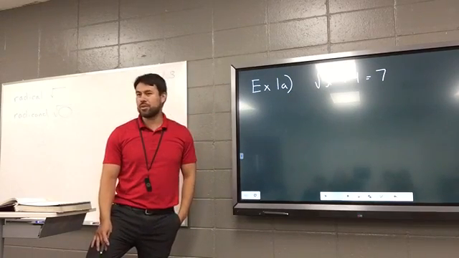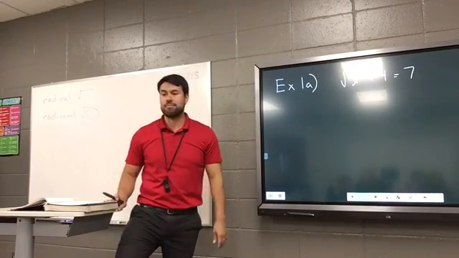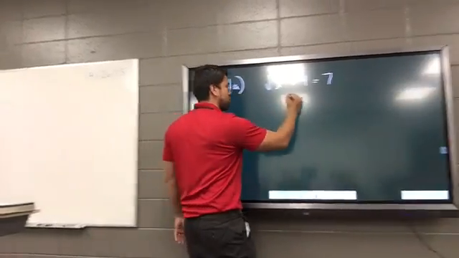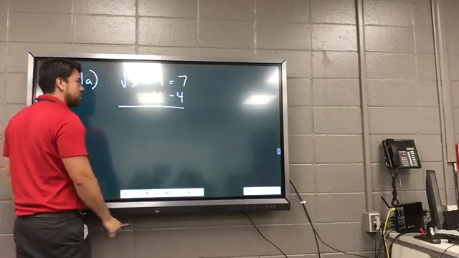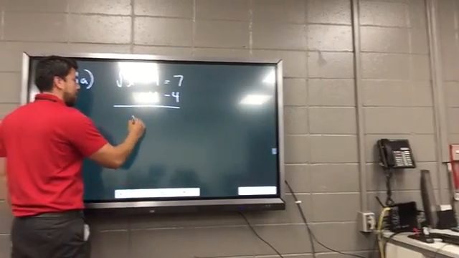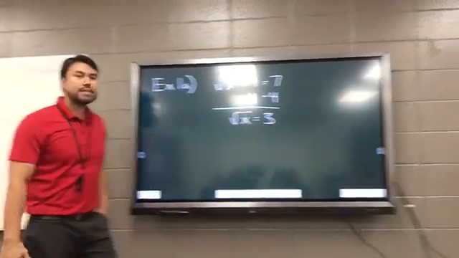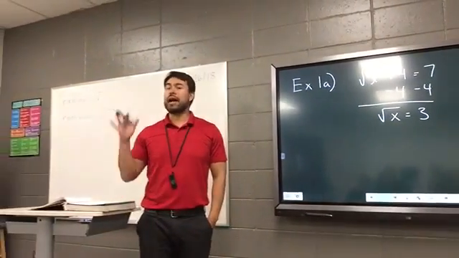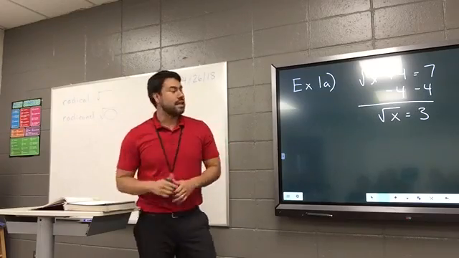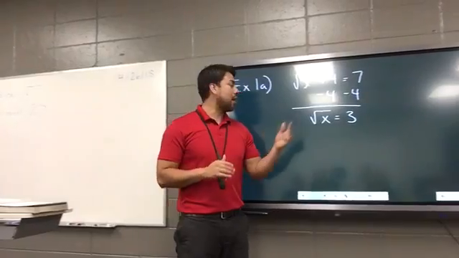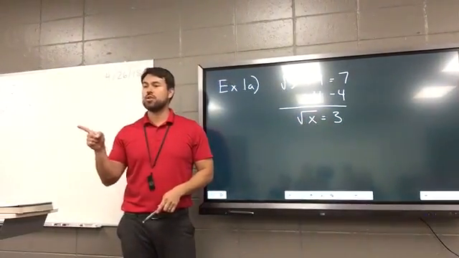Does anyone know maybe what you could do? How do I get that radical, the square root of x, by itself? Subtract 4. Yep, subtract 4. So normal procedures to get rid of numbers that we don't want on one side. I'm left with the square root of x equals 3. Okay, is our radical isolated? Is it isolated by itself on one side? Okay. Does anyone remember now how to get rid of this radical sign? How do I undo square rooting?